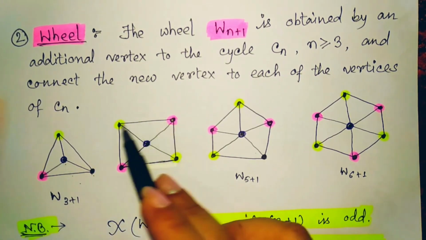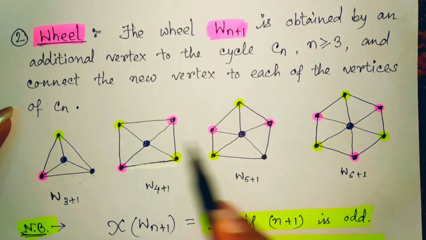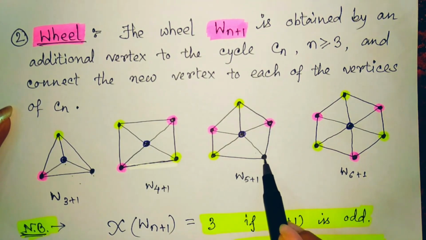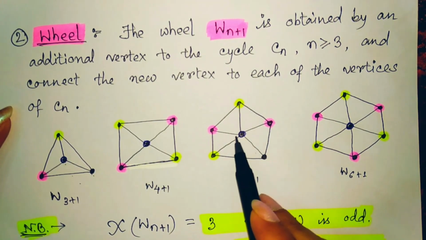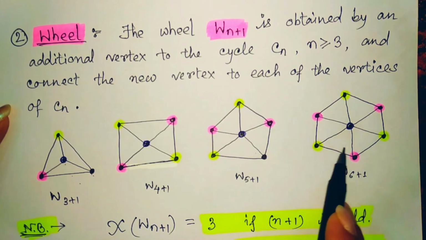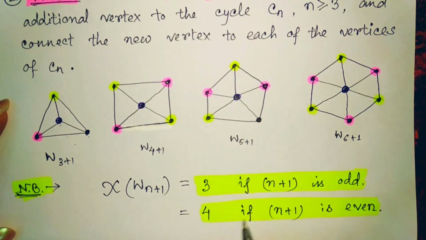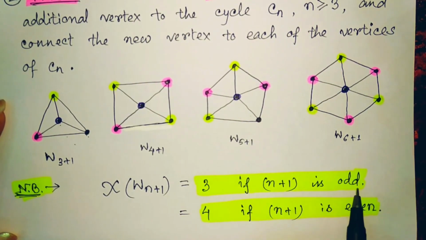For this one, only 2 colors are required, and introducing this one requires one extra color, so it requires 3 colors. It required 3 colors previously. Now introducing this one needs one extra color, so 4 colors. And this one again previously 2 colors. For this one more color is required. So in a wheel, if the number of vertices is odd, then it requires 3 colors, and if the number of vertices is even, then it requires 4 colors.